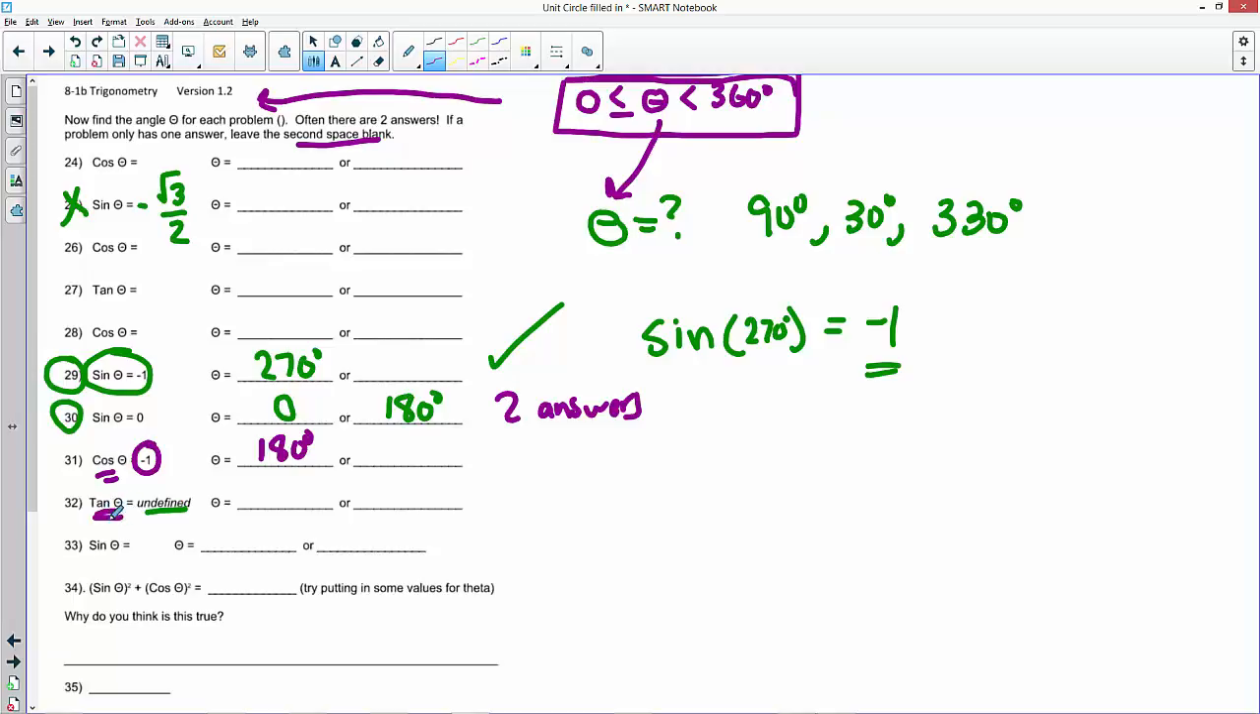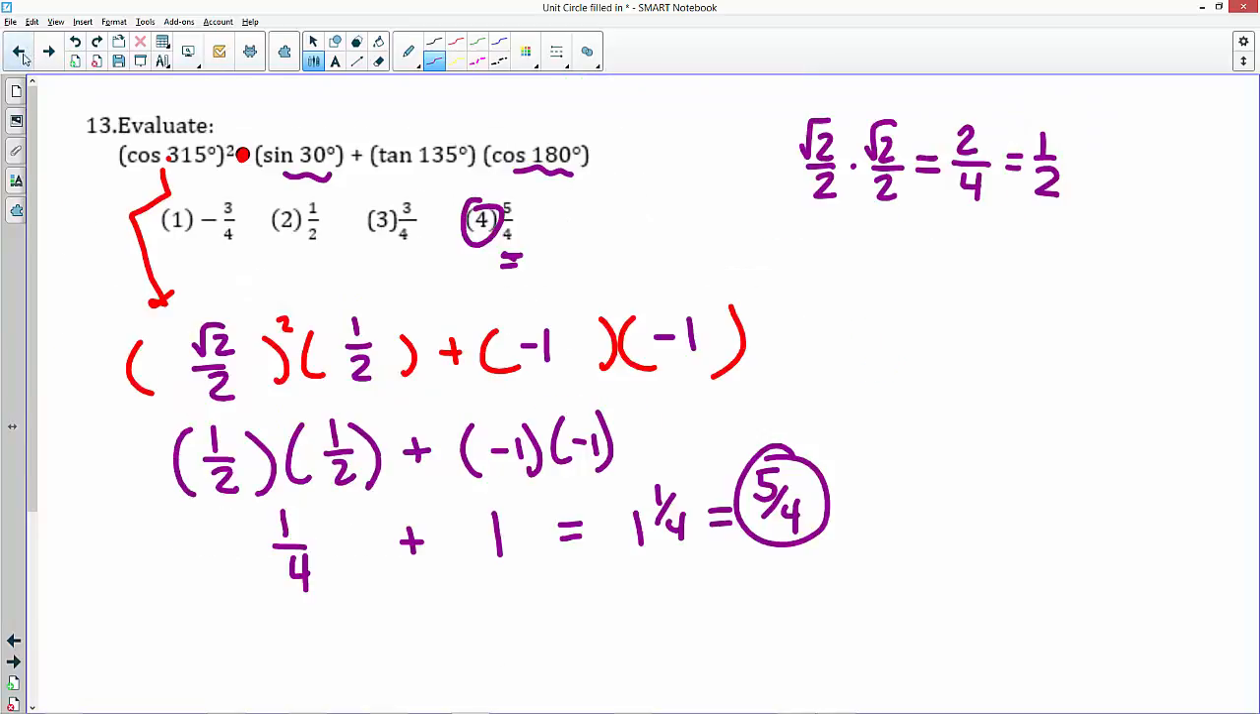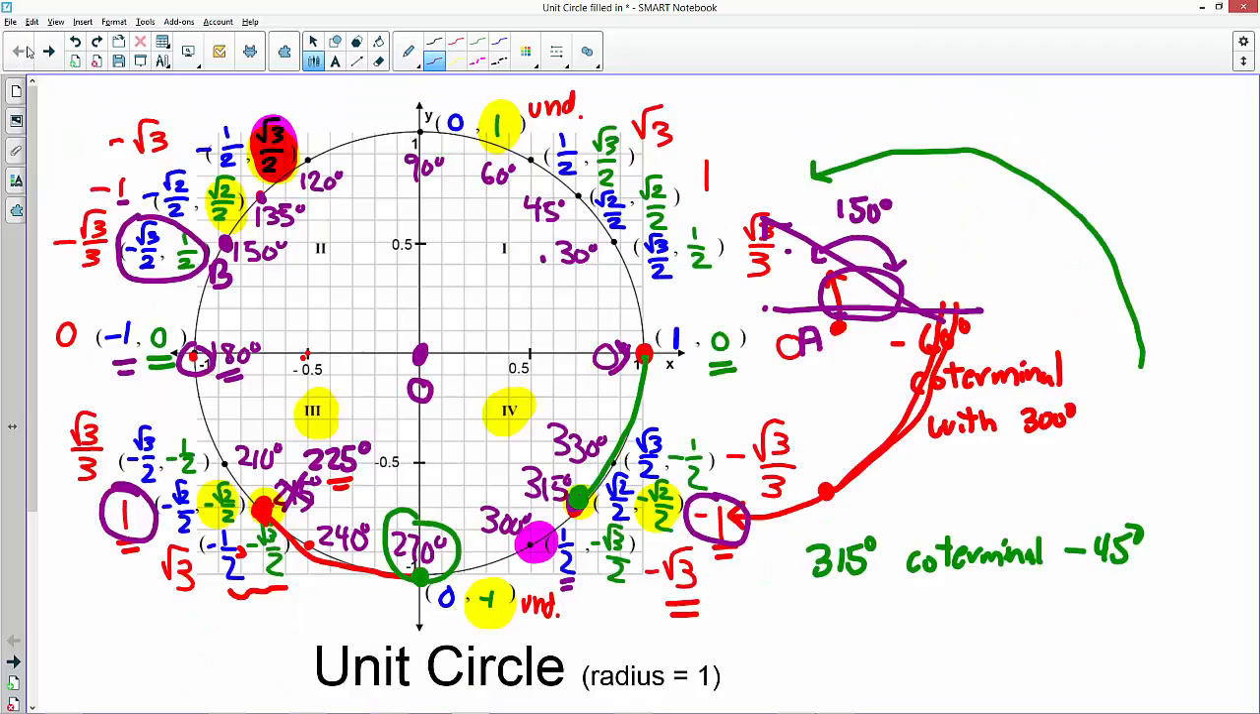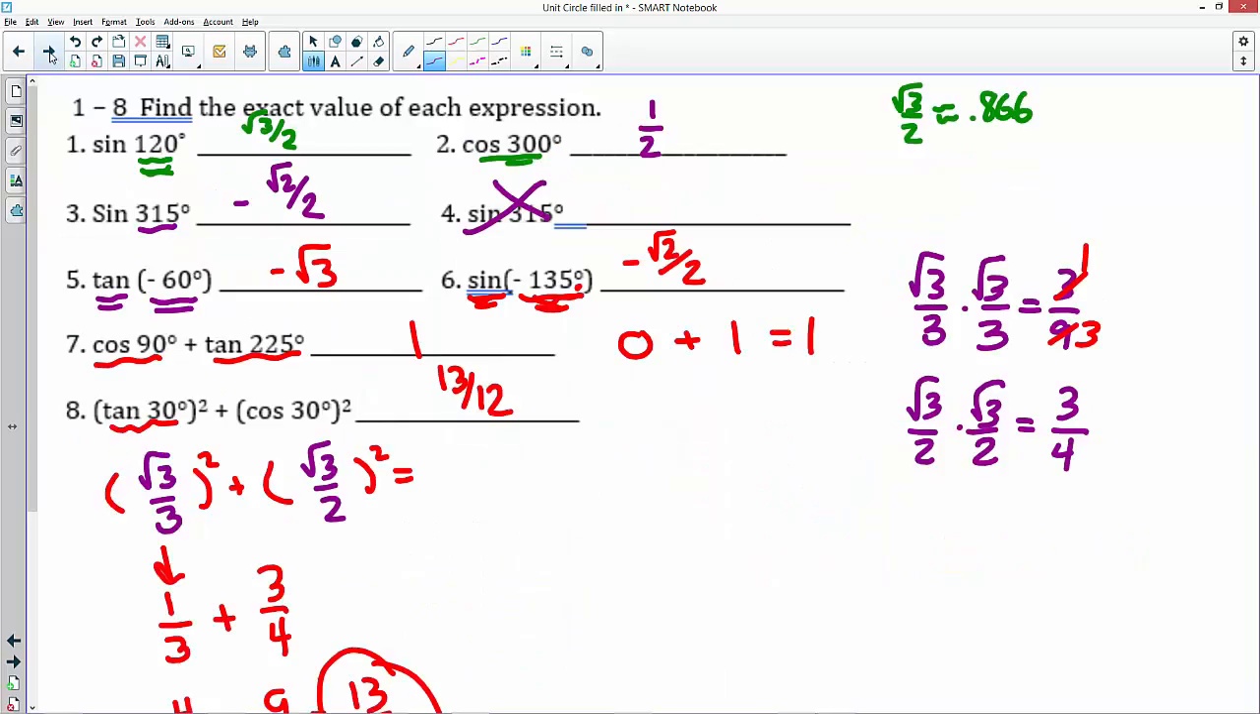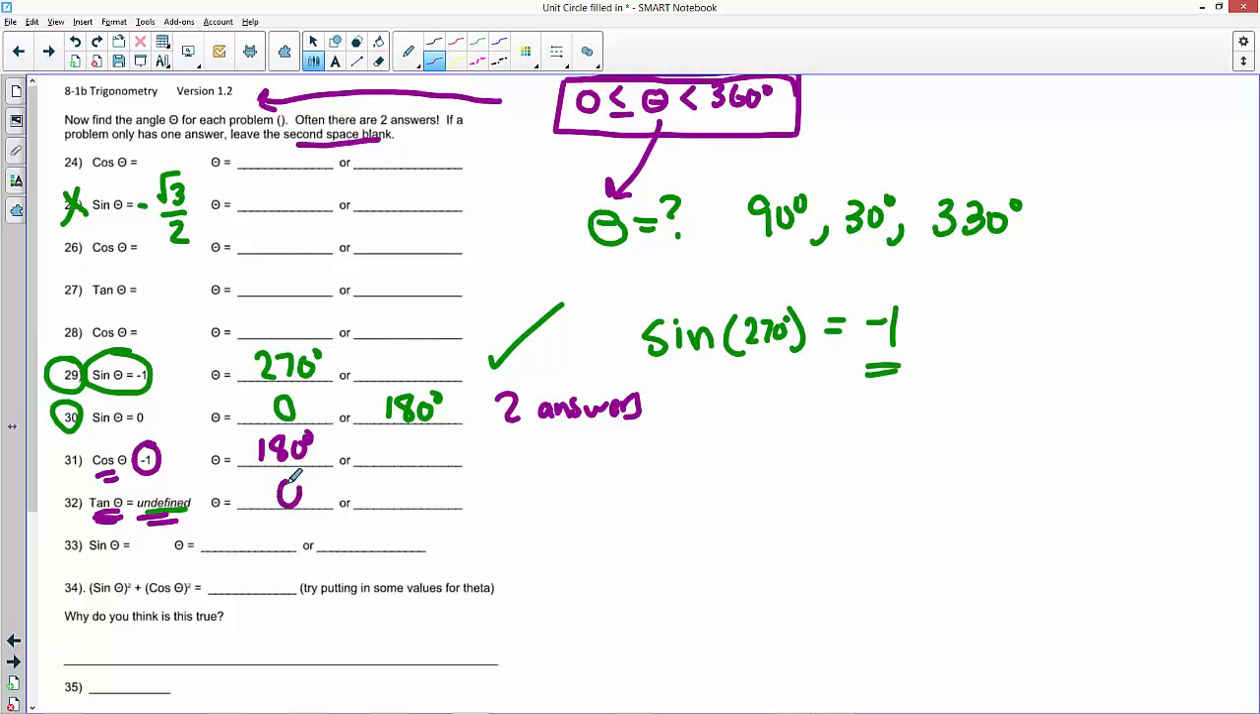Okay, tangent is slope. So we're looking for a slope that has the word undefined, right? Well, what line has an undefined slope? You better know the answer to that. We've been doing that so many times since Algebra 1. And of course, it's vertical lines, right? So that radius there, 90 degrees, and this 270, both have undefined slopes. So the answer is 90 and 270. Okay?